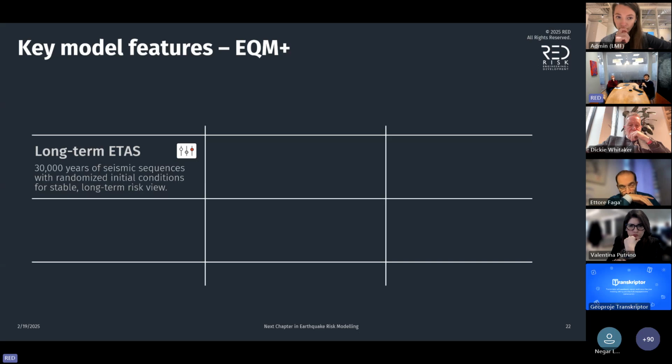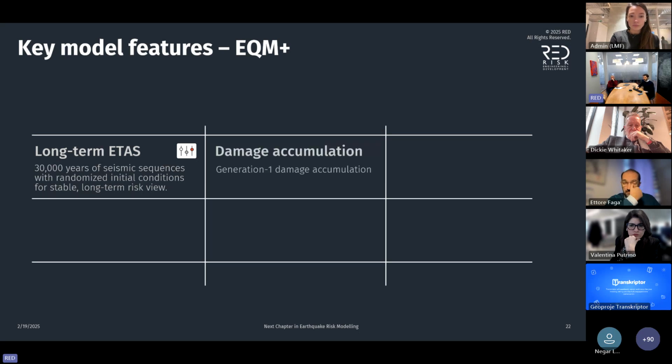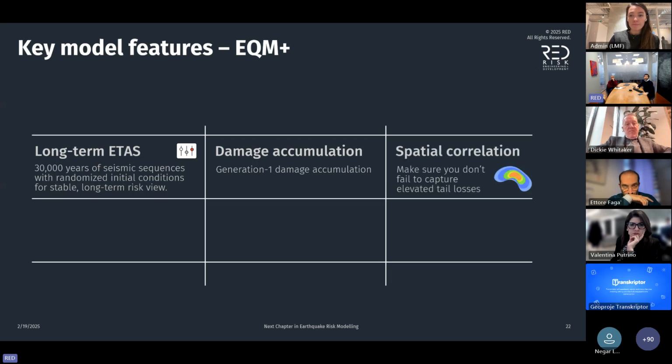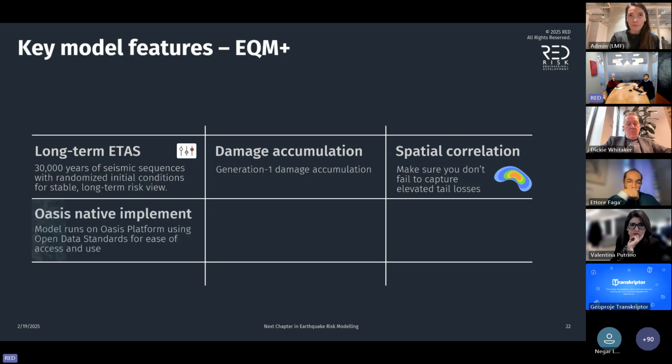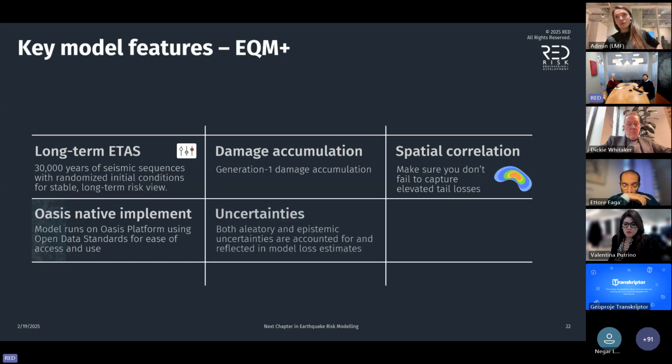To summarize the key features of EQM Plus, that is the unconditional version, it ships with the 30,000-year stochastic event set of sequences with randomized initial conditions to provide a stable long-term view of risk. It ships with damage accumulation capability. We call this the generation 1 damage accumulation. Like with our main shock-only product, it also ships with spatial correlation. And like with any of our models that we intend to release in the future, it's Oasis native, implemented into the Oasis system. So you don't have to train your staff or analysts to switch from one model to another. It's using open data standards, and it's available on NASDAQ's platforms as well.